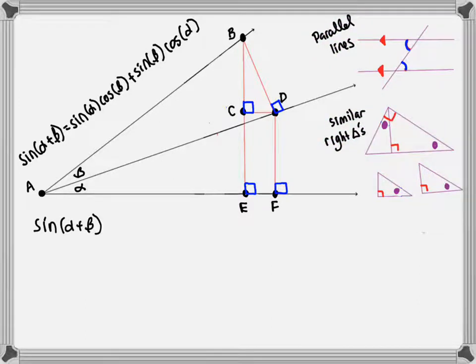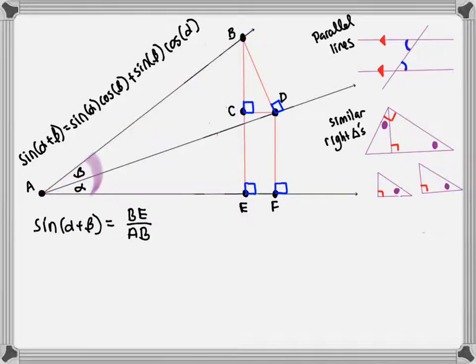Okay, so our first statement that is true that we want to say is that the sine of alpha plus beta is going to equal BE over AB. So again, we have that angle right here, and this is going to be the opposite over the hypotenuse, okay? So that's a true statement so far.